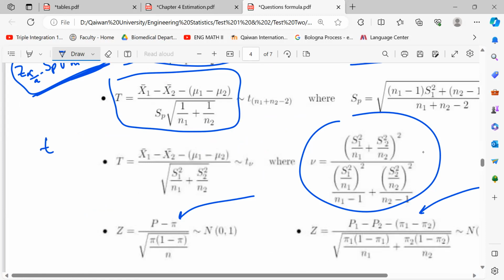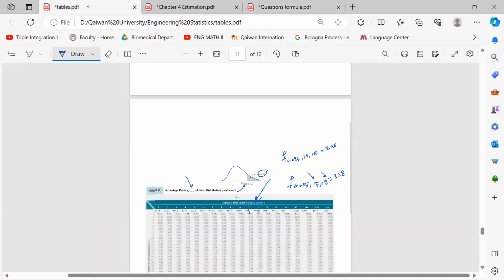t of alpha over 2 with v. We need v, the degrees of freedom.